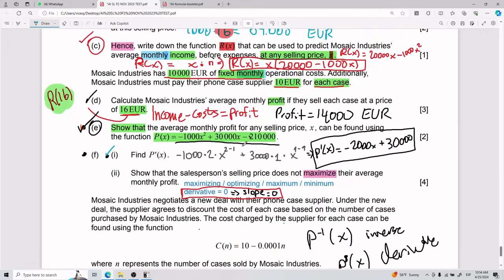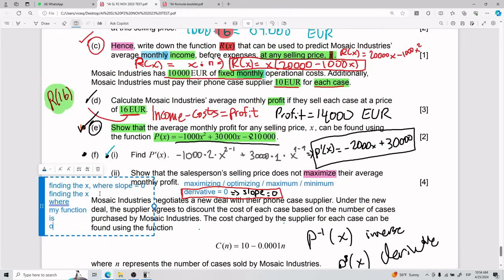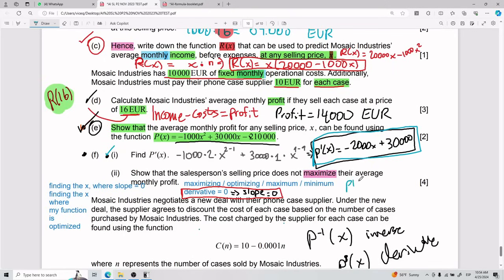When you do derivative equals 0, you are finding the x where slope equals 0. So finding the x where my function is optimized, which can be at a minimum, it can be at a maximum, but those are the points of optimization. And so if you take this derivative here and you equal it to 0, you literally already gain a point. That is already a way for you to get a point by saying that this equals 0.